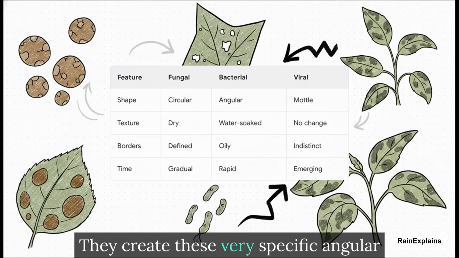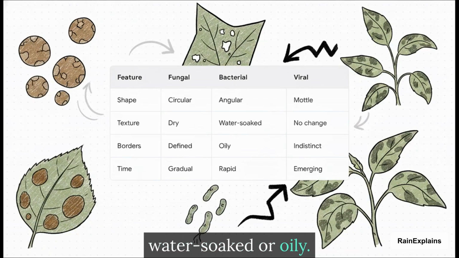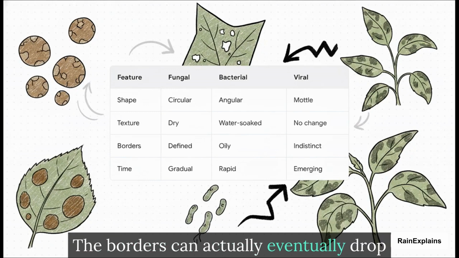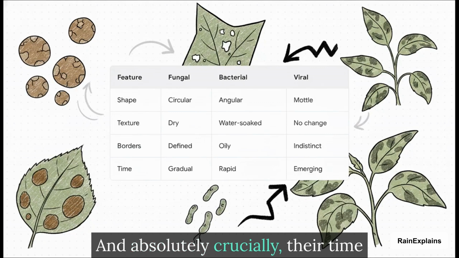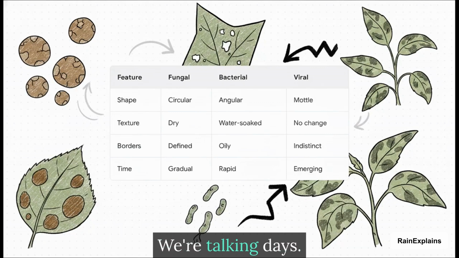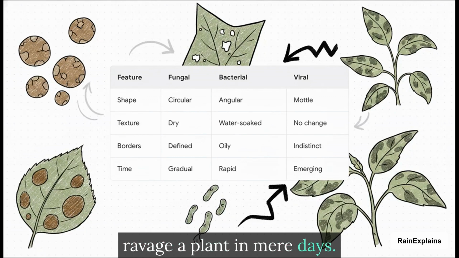They create these very specific angular shapes. The texture is often described as water-soaked or oily. The borders can eventually drop out to form these shot holes. And absolutely crucially, their time frame is rapid. We're talking days. Under the right conditions, bacteria can ravage a plant in mere days.